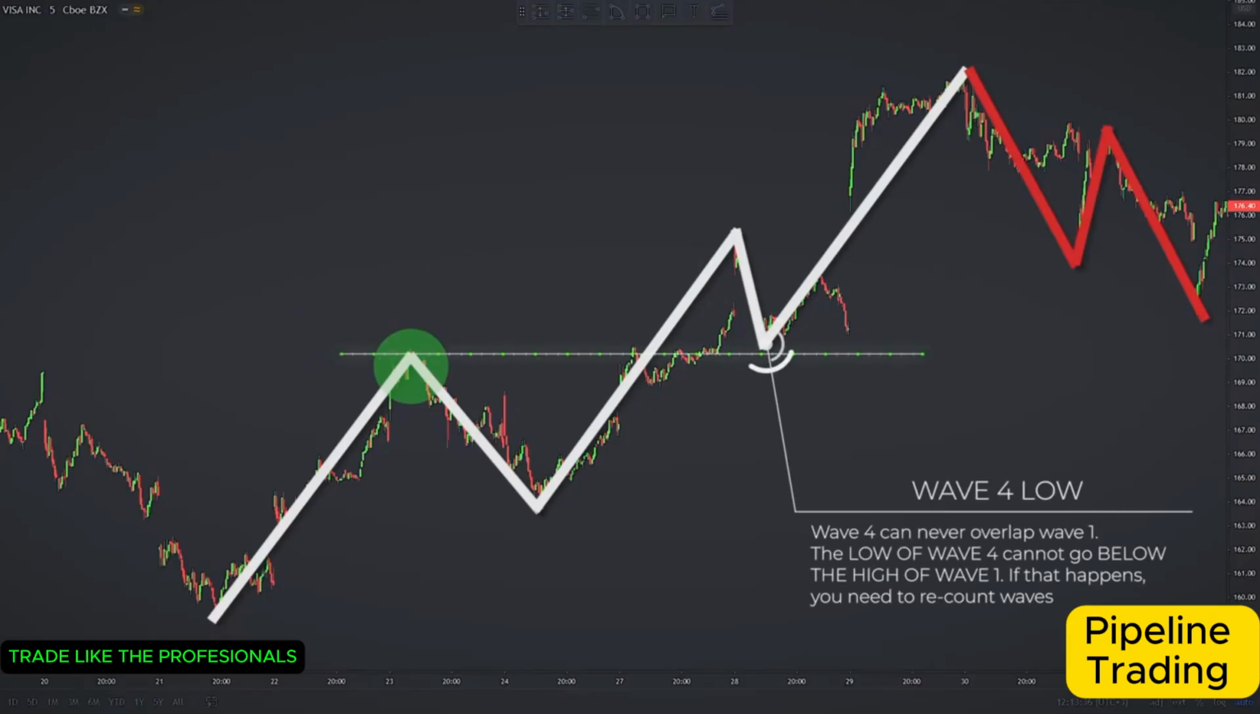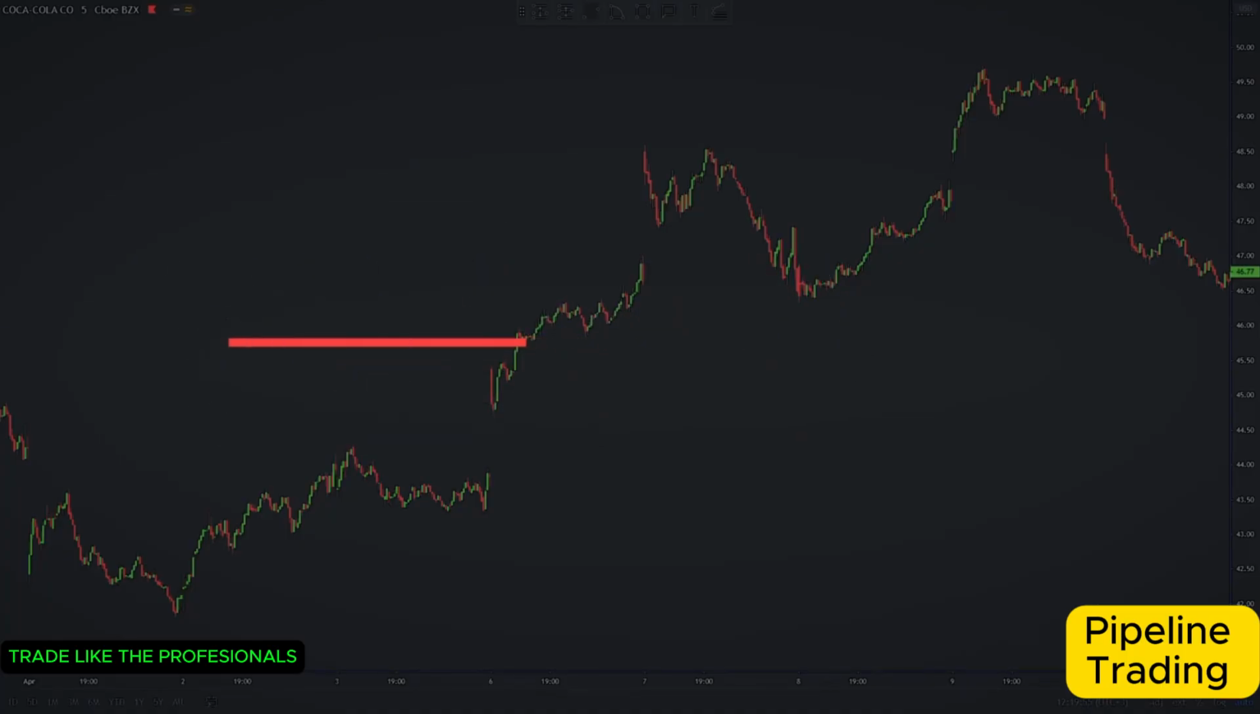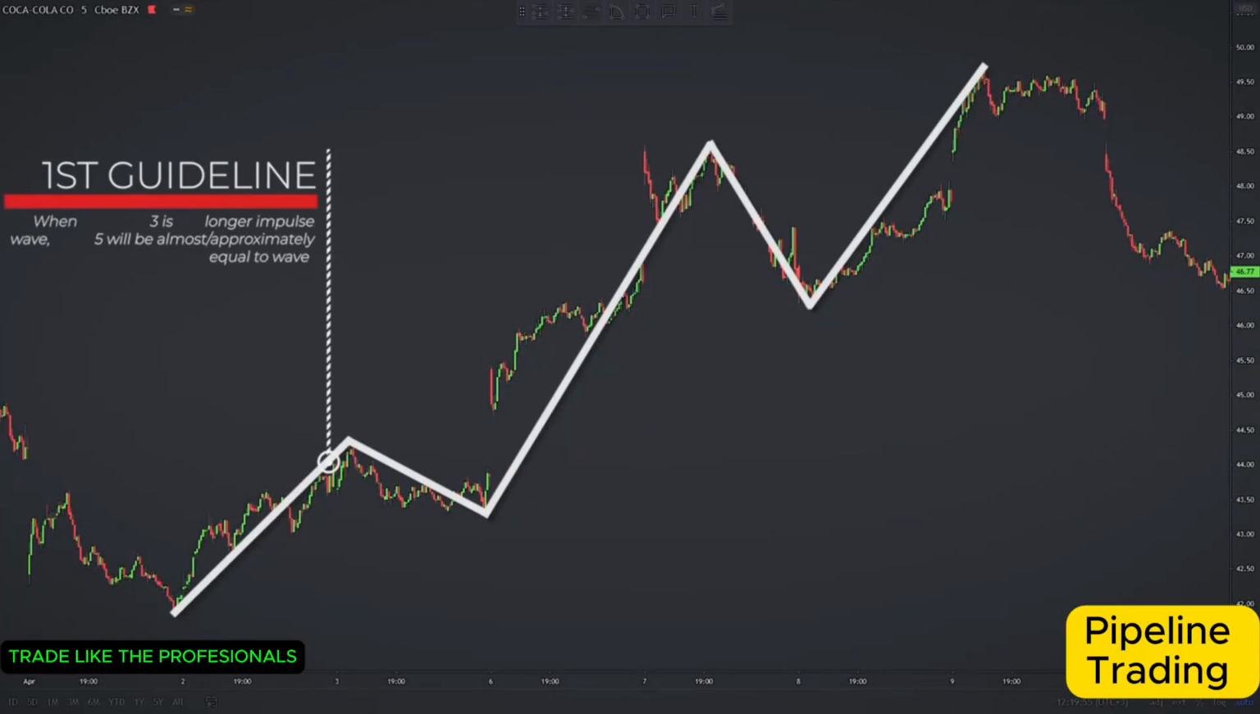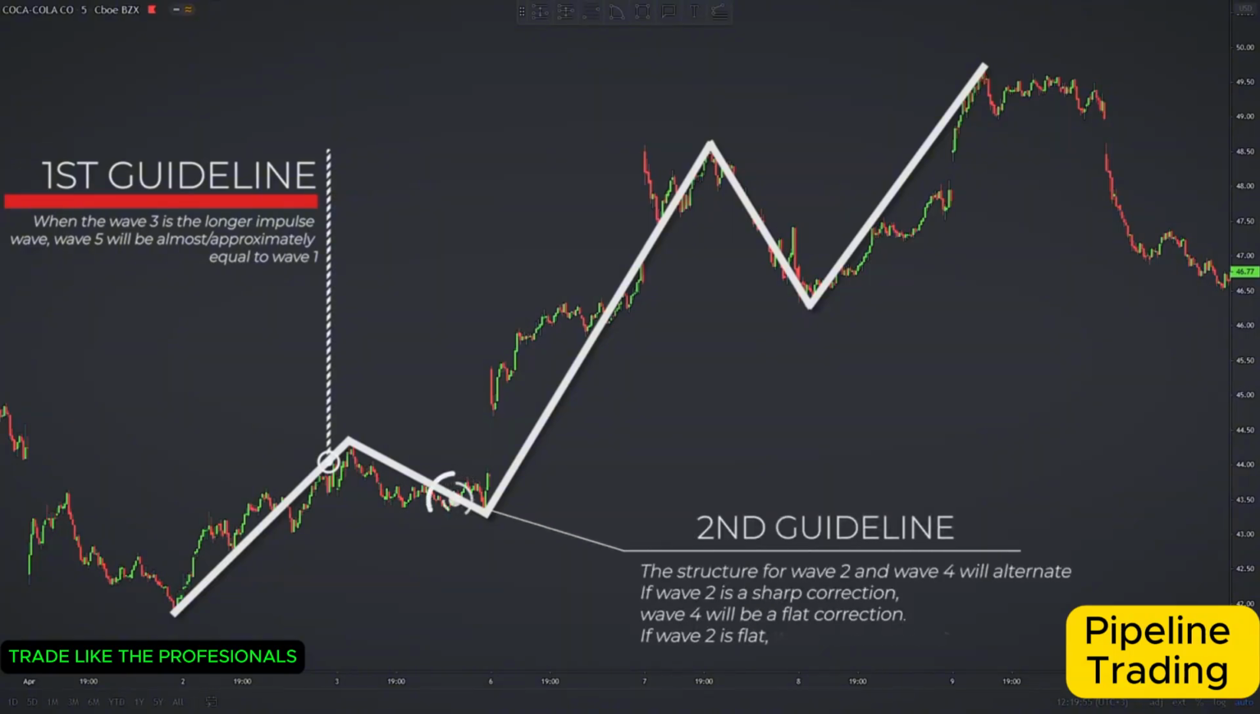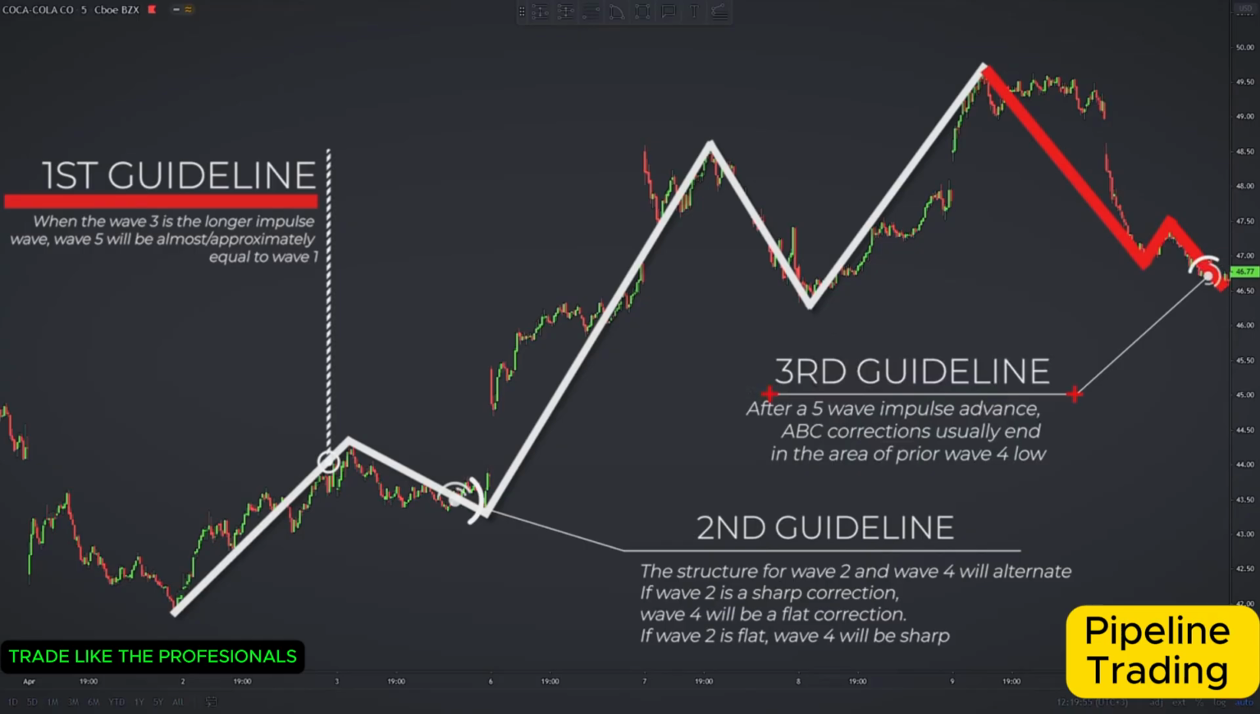Those are the 3 golden rules, but we also have 3 Elliott wave guidelines. First guideline: when wave 3 is the longest impulsive wave, wave 5 will be almost or approximately equal to wave 1. Second guideline: the structure of wave 2 and wave 4 will alternate. If wave 2 is a sharp correction, wave 4 will be a flat correction. If wave 2 is flat, wave 4 will be sharp. The last guideline: after a 5-wave impulsive advance, ABC corrections usually end in the area of the prior wave 4 low.